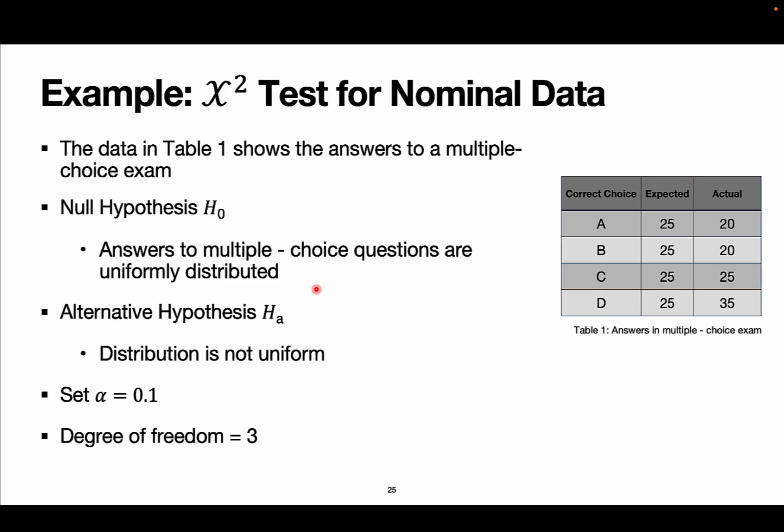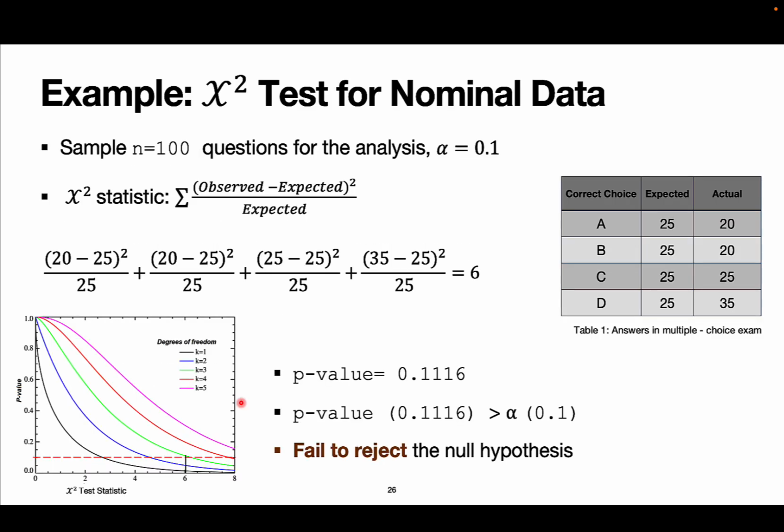We set alpha to 0.1, and we have degrees of freedom equal to 3 because we have 4 categories minus 1 equals 3. So for n equals 100 and the observed and expected frequencies in the table, we plug the numbers into the formula, and we get 6. To look up the p-value, it's straightforward. We find k equal 3 with x-axis of 6. We find out that the p-value equals 0.1116, which is greater than 0.1. And again, we fail to reject the null hypothesis.